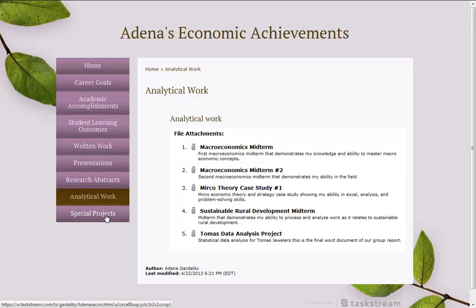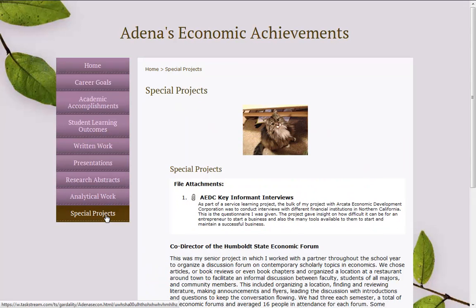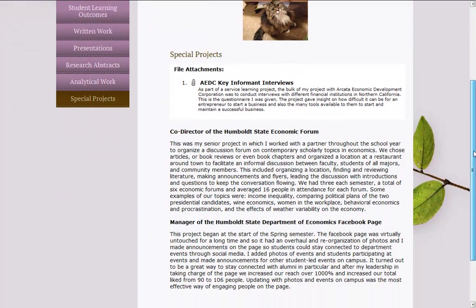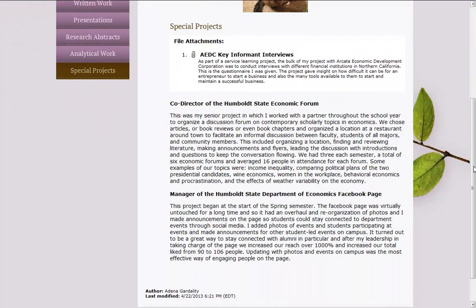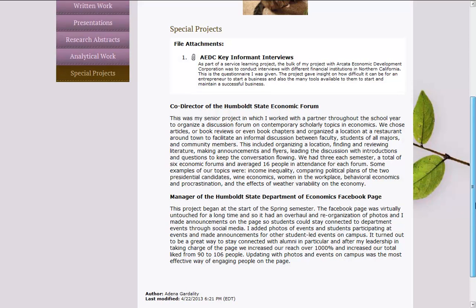And then finally, special projects, because our students do so many different things. We have some students who are instructors for the supplemental instruction courses. They're graders for various instructors. They might be research assistants. They might be working on the index. They might be doing an internship for an outside entity. Whatever it might be, if you have items that you want to highlight. Adina highlighted her work with the Econ Forum and also with our Facebook page.